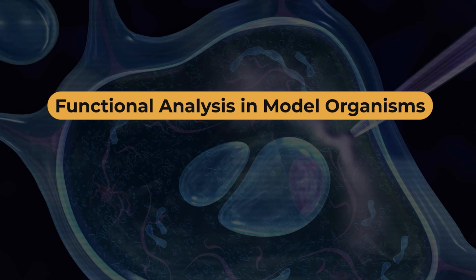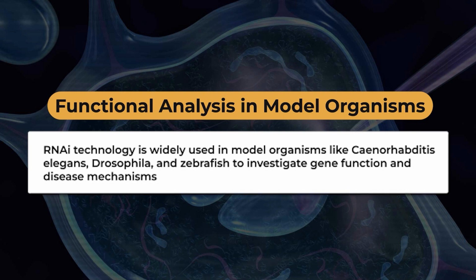Next application, a very important application, is functional analysis in model organisms. RNA interference technology is widely used in model organisms like C. elegans, Drosophila, and zebrafish to investigate gene function and disease mechanism. So at laboratory level, the function of a gene can be analyzed in a model organism. RNA interference is a very specific technique where you can target a very specific gene by targeting its mRNA. By silencing the gene, you can understand the function of each gene.